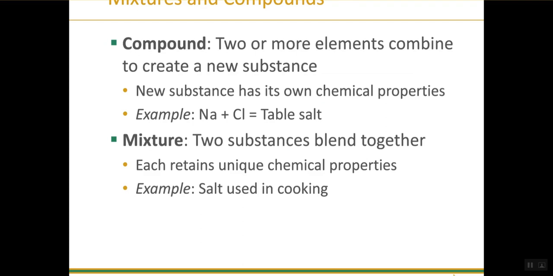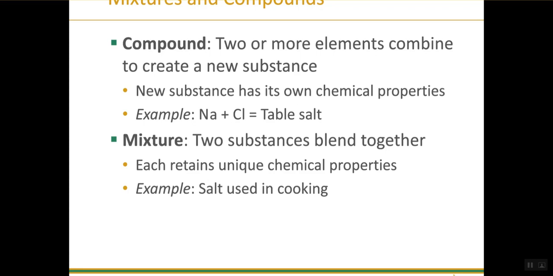Okay, the next section we're going to go over is mixtures and compounds. Okay, so if you look on page 25 as well, under body fluids, it says the fluids in the body consist of chemicals dissolved or suspended in water. Therefore, the first step in learning about body fluids is to understand the difference between a mixture and a compound. Okay, so compounds have two or more elements that combine to create a new substance.